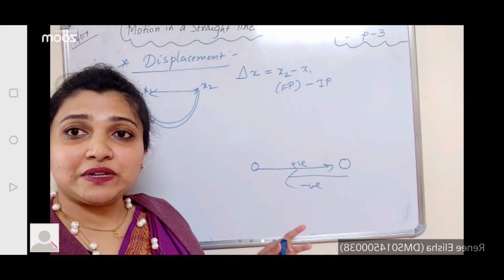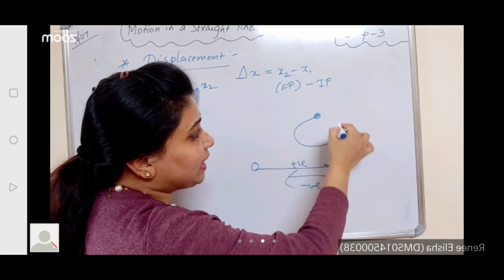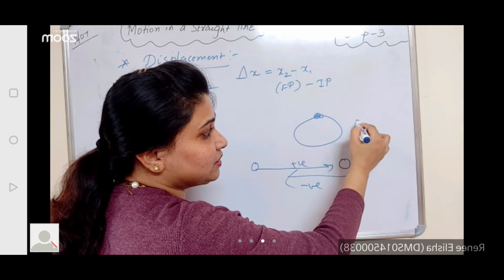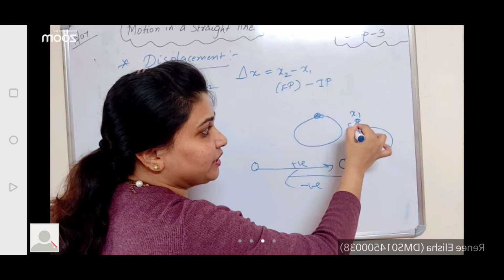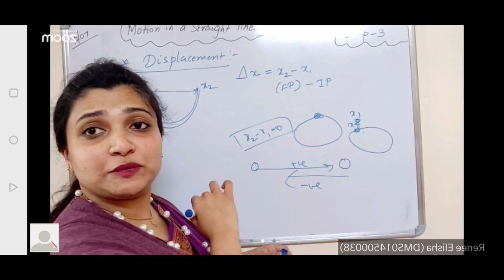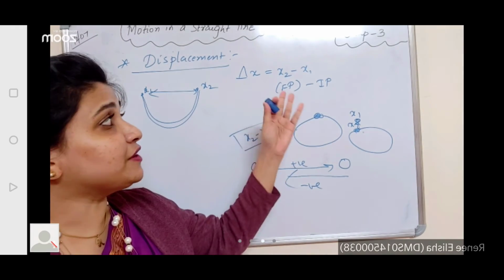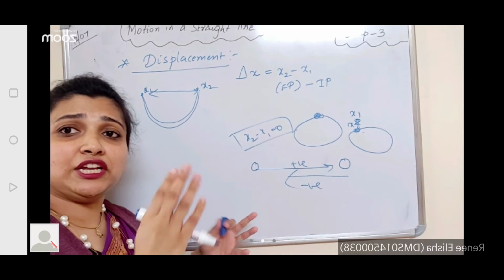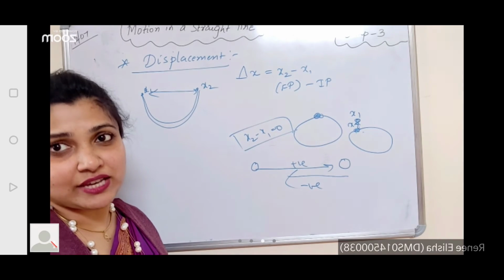Now, when do I say displacement is zero? Suppose this is the starting position of the particle, x1. It goes and the final position is here only, x2, so x2 minus x1 is zero. Displacement is 0 if the starting position and ending position are the same. Suppose this is 5 meters, and again it comes back to 5 meters only. So initial and final positions are the same, and displacement is 0 in such cases.